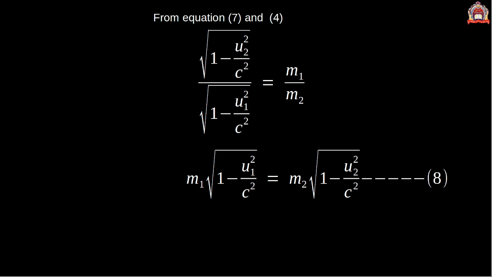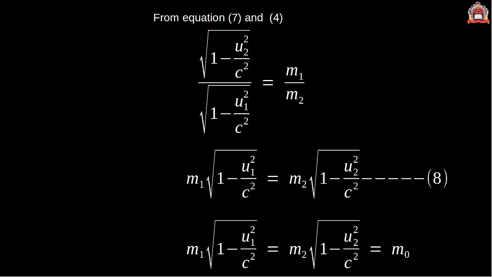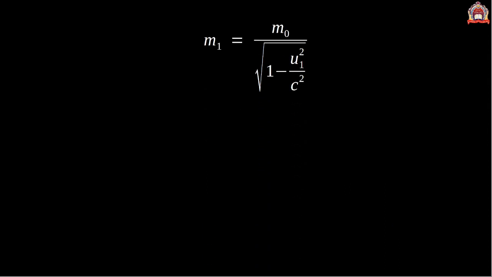The left hand side and right hand side of equation 8 are independent of each other. The above result can be true only if each term is a constant. Therefore, we get m1 times the square root of 1 minus u1 square by c square is equal to m2 times the square root of 1 minus u2 square by c square, which is equal to m0. The constant denoted by m0 is called the rest mass of the body and corresponds to zero velocity. Thus we can write m1 is equal to m0 divided by the square root of 1 minus u1 square by c square.